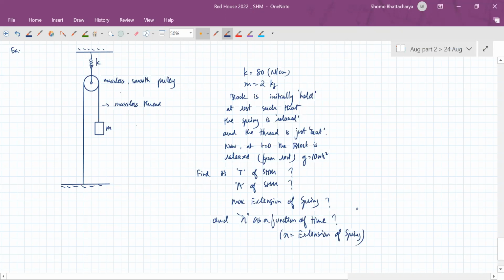You can do this question by both dynamics method or by work energy method, as I've explained to you. But you will also have to take into consideration the constraint relation, whichever method you go by, whether it is dynamics or work energy: when the spring extends by x, how much is the displacement of the block? It's not going to be x, because the thread is going around the pulley like that.